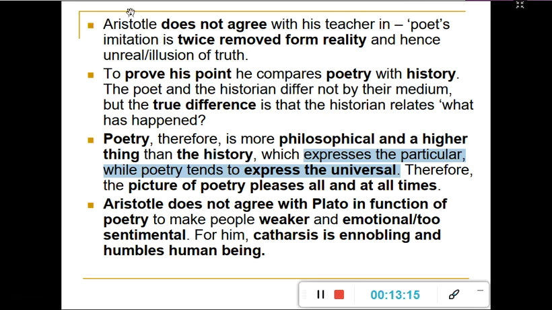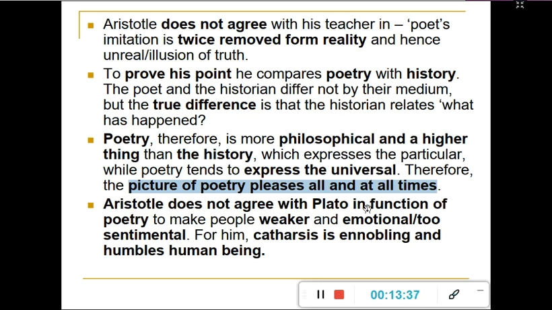طيب فنرجع نكمل ونشوف ليه بيقول هنا ان البوتري tends to express the universal, therefore picture of poetry pleases all and all the time. يبقى هي دي البوينت بتاعت الـ universality. نعمل كده سهم من دي نجيب هنا نقول the universality.